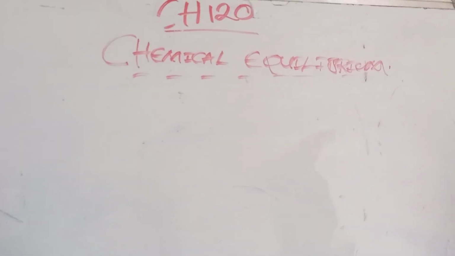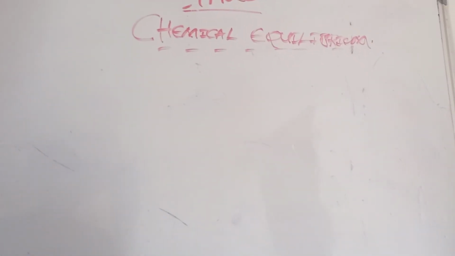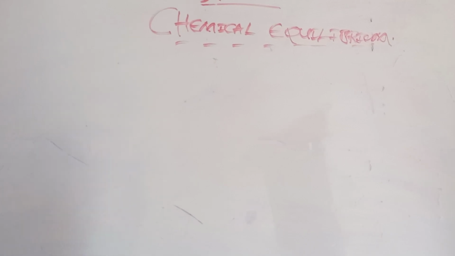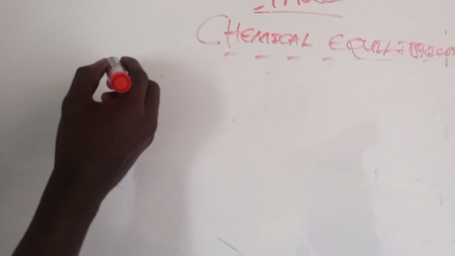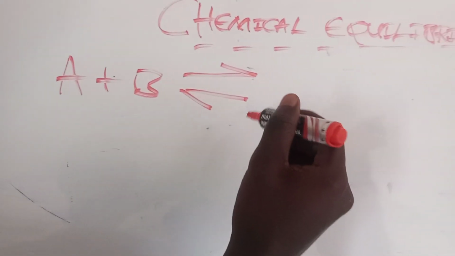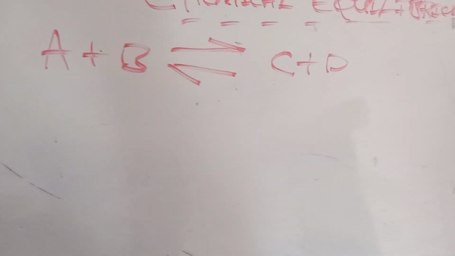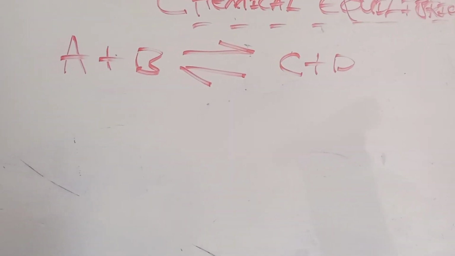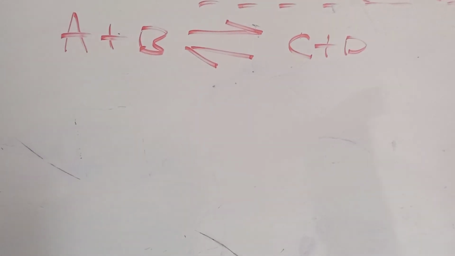So chemical equilibrium: we'll just talk about the reactant being equal to the product, regardless of the states of the compounds or molecules there. In this case, if we say A plus B is equivalent to C plus D, that means this reaction is a reversible reaction. We can try to react C and D to produce A and B, or react A and B to produce C and D. That shows this is chemical equilibrium.